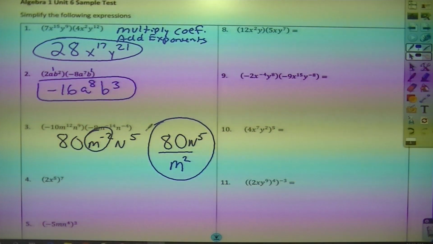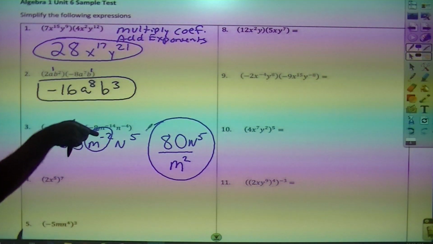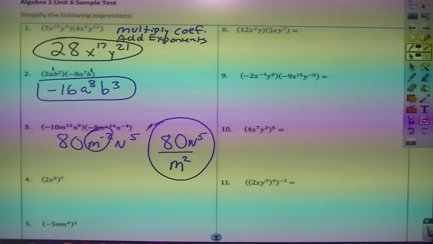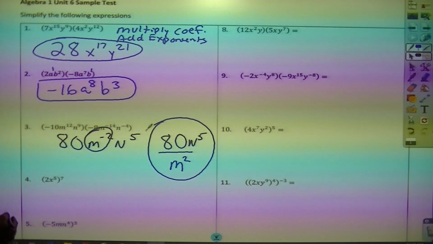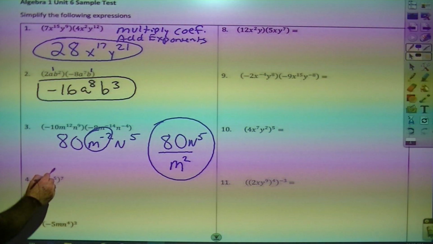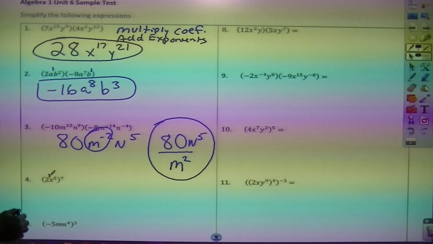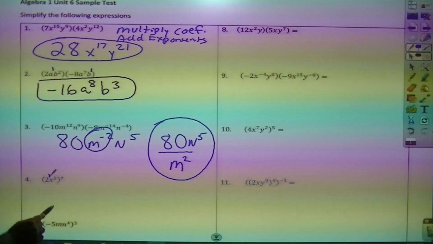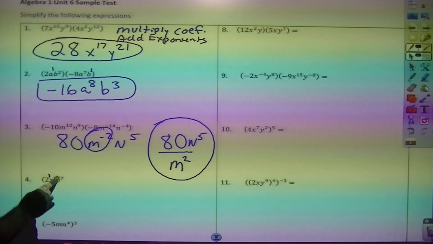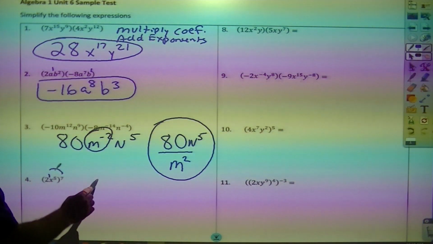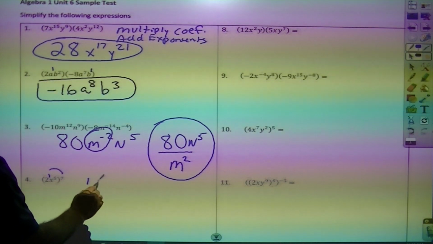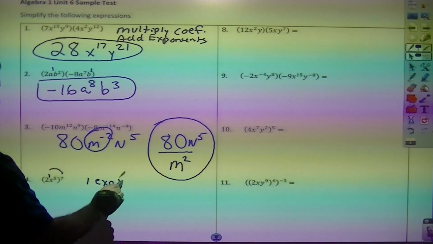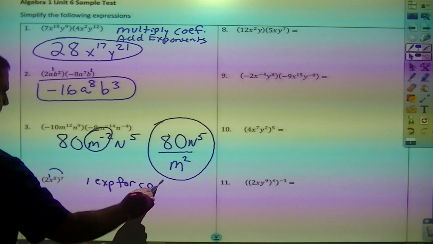Let me do 4, and then I'll go up to 8, 10, and 11. So this is the power rule. What the power rule says is, first of all, I've got to put a 1 where there's no exponent, only for the power rule, where a part already had an exponent of 2. Then I'm going to take these exponents. So I put a 1 for the coefficient. Here are the steps for that.